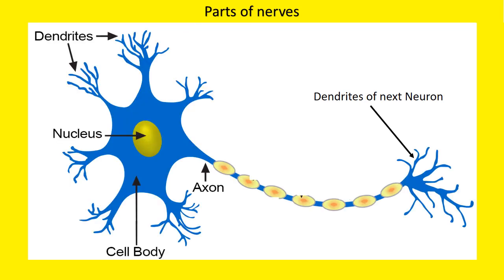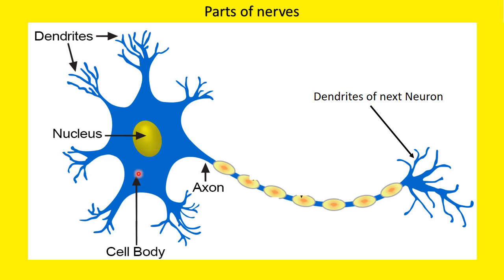Now first we will learn about the parts of nerves. Here you can see something like leaves, or like some part of a tree. These are dendrites. And then, before going to this, this part of the nerve is the cell body.